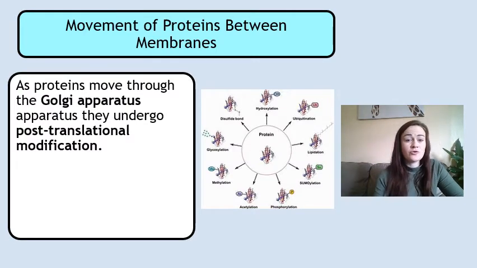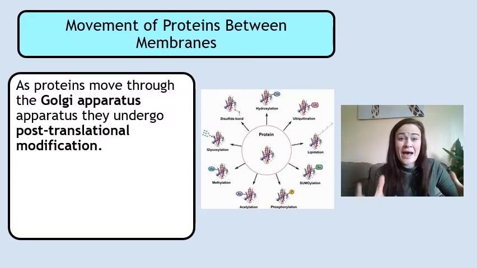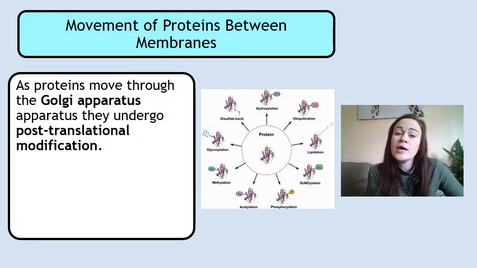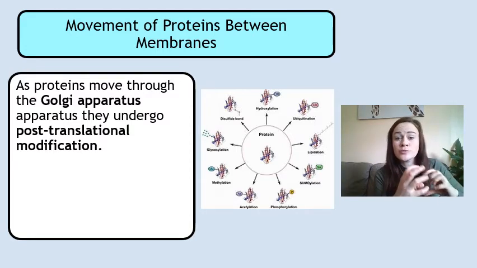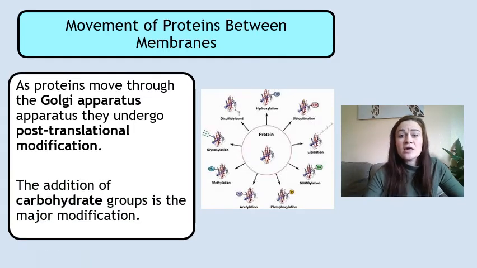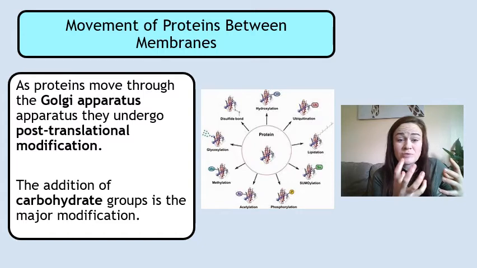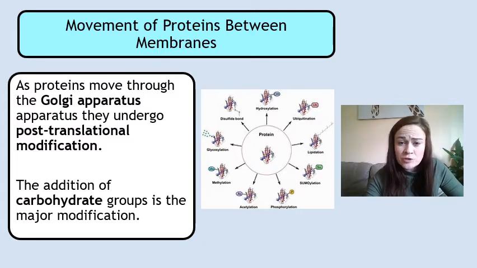Now, as the proteins move through the Golgi apparatus, remember the Golgi apparatus packages the proteins. This is called post-translational modification. The Golgi apparatus will actually alter the protein a little bit. It might add on a hydroxyl group. It might cut a little bit off. The most common one is the addition of a carbohydrate group. That's the most major modification. This diagram shows how we can get one protein, and the Golgi apparatus can add various components or molecules to change that protein ever so slightly to give it a new structure and therefore a new function.